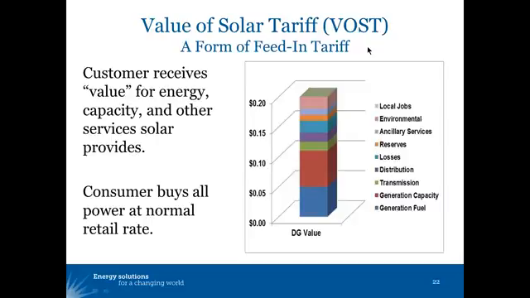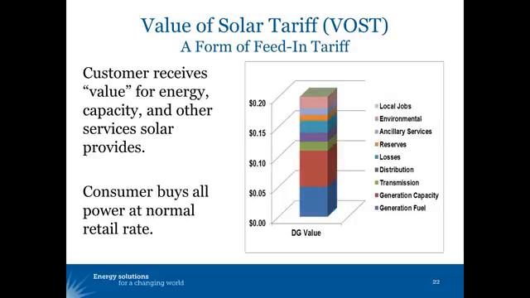Now I'm going to turn to a value of solar tariff. VOST, it's now being called, is a form of a feed-in tariff. The term feed-in tariff simply means a price that is set for the receipt of renewable generated electricity that is available to any customer to feed energy to the utility. In some places they're 3 cents, and in some places they're 30 cents.